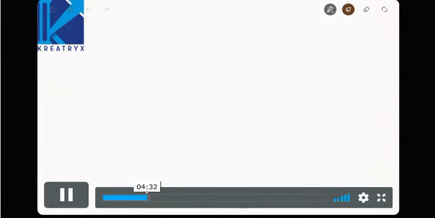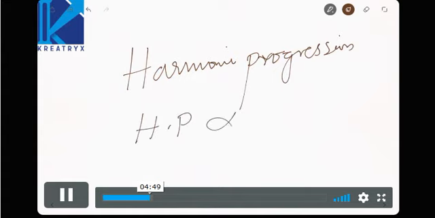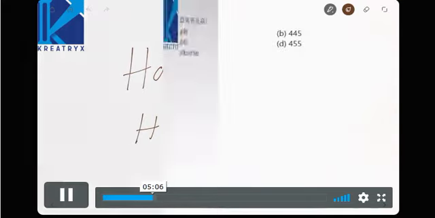And see here the last one, harmonic progression. Harmonic progression is nothing but the inverse of arithmetic progression. We don't need to worry about harmonic progressions. Mostly in aptitude there will be no questions on harmonic progressions. When you invert an AP, that will be a harmonic progression. So let us start with the questions.